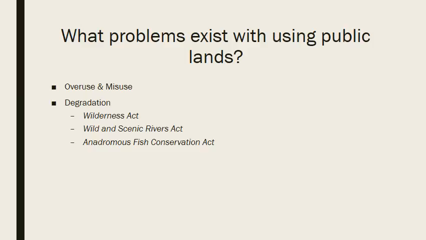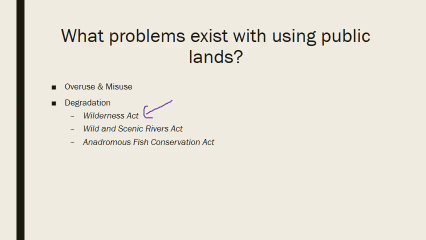So there have been 3 basic laws that have been put into effect to try to deal with this problem. The first of these is the Wilderness Act. And the Wilderness Act allows the federal government to set aside land as wilderness and heavily restrict the way it can be used and who can use it.